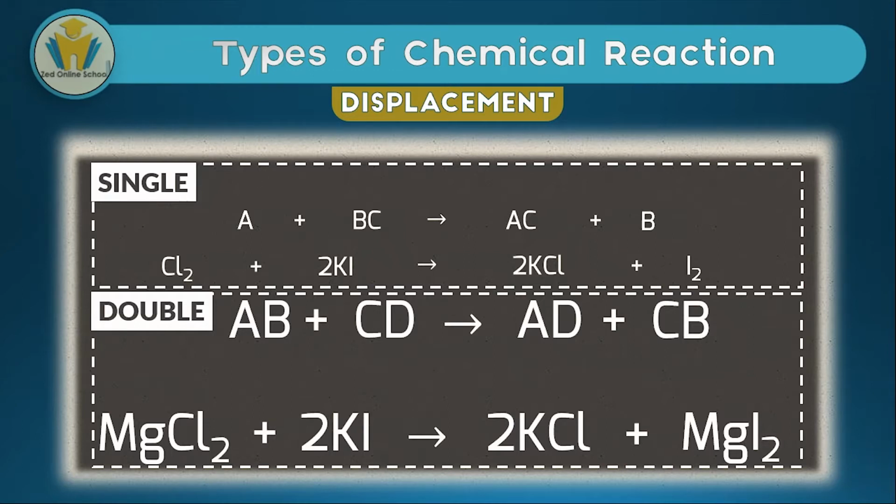As you can see in the earlier example on single displacement, chlorine displaces iodine. So the potassium will want to be with the more reactive nonmetal.